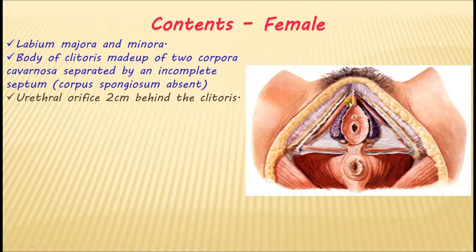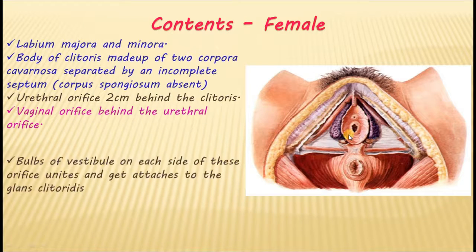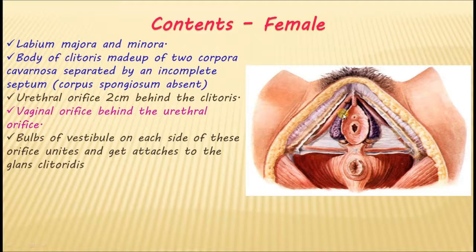The body of the clitoris is mainly made up of two corpora cavernosa separated by an incomplete septum, and a small bulb. Okay, the bulb, you are able to see the bulbospongiosus. So 2 centimeters behind the clitoris, you see the opening of the urethra and then the vaginal orifice. These two are situated within the vestibule, and the bulb of the vestibule on each side unites and gets attached to the glans clitoris. Okay. So this is actually not fused, it is the unfused part in the case of females.